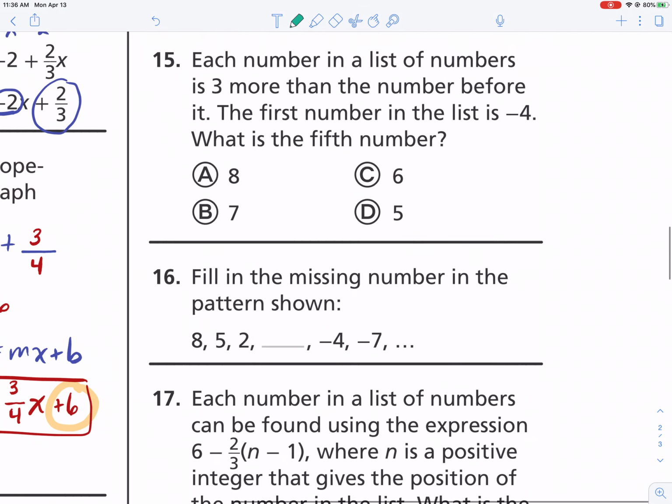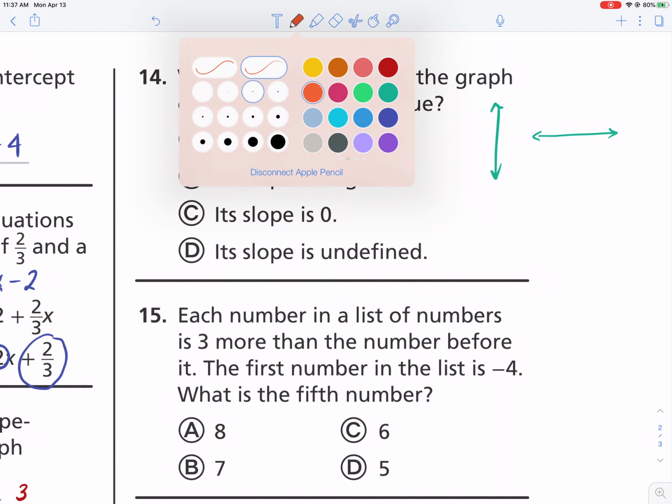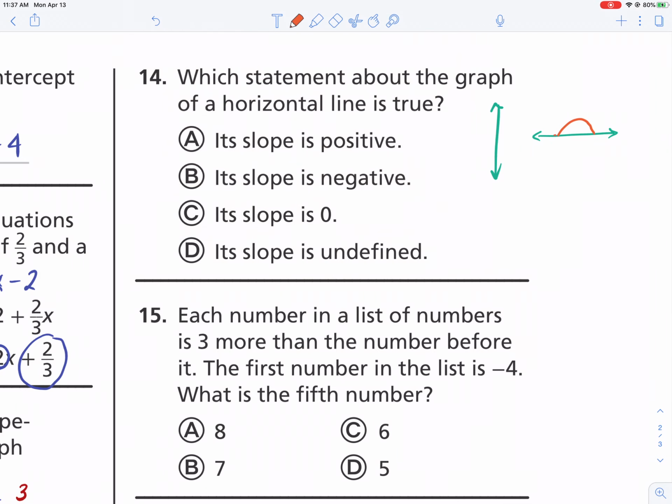Okay, moving on over to number 14. Number 14 says, which statement about the graph of a horizontal line is true? So this is just reviewing. If we remember, horizontal lines, are they the ones that go up and down, or are they the ones that go left and right? And remember, we talked about how it's like the horizon, so seeing the sunrise or the sunset. And if we remember, the slope in that case is going to be 0.